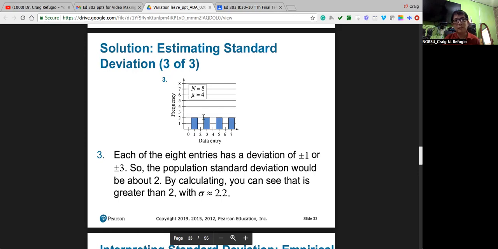So in this case, when we interpret, for 1 the frequency is 2. For 3, the frequency is 2 also. For 5, the frequency is 2. For 7, the frequency is 2. That means there are 2 ones, 2 threes, 2 fives, and 2 sevens. So that is the composition of the entire data set. And for this sigma, approximately 2.2, you can make use of the formula. So verify.